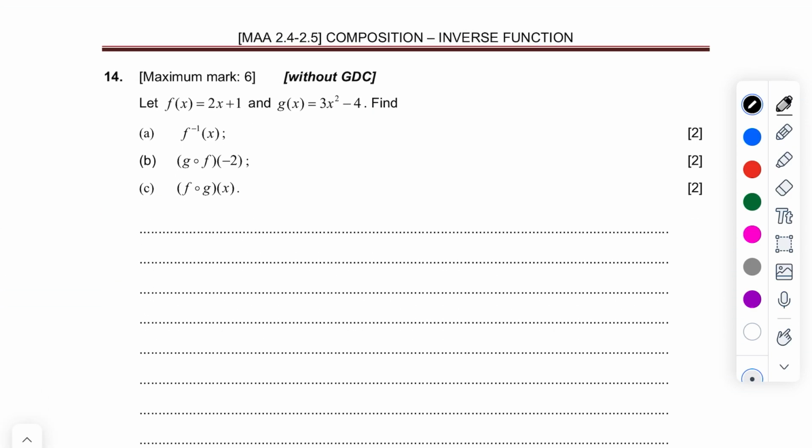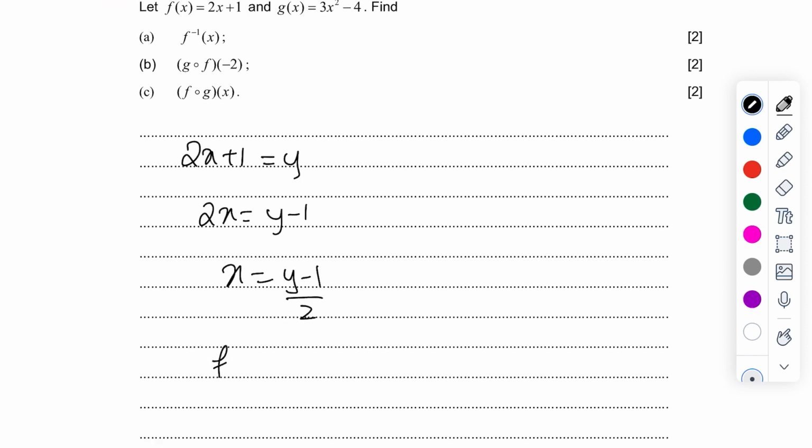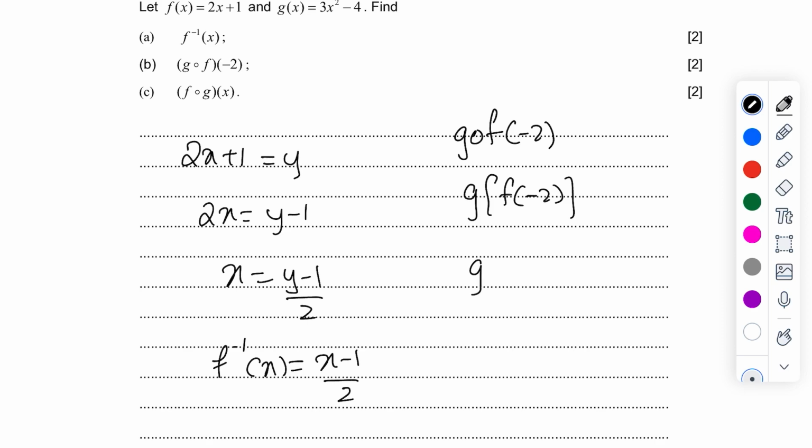Coming to question number 14, find f inverse of x. So 2x plus 1 equals y, 2x equals y minus 1, x equals y minus 1 by 2. So f inverse of x equals x minus 1 upon 2. Next it is asking g circle f of minus 2. So g of f of negative 2. f of negative 2 is negative 4 plus 1, which is negative 3.